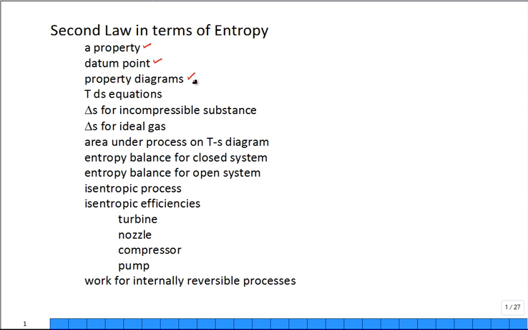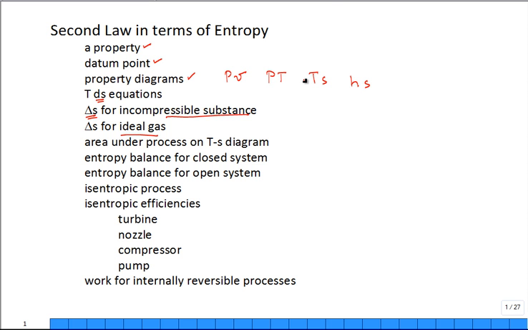We'll talk about popular diagrams. We had the pressure volume diagram. We had the pressure temperature diagram. Now we'll add the temperature entropy diagram and the enthalpy entropy diagram. We'll also talk about how we can relate this new property to previously existing properties through the TdS equations. Equations to relate properties to other properties, the new property, entropy. And then we'll show how to calculate the change in entropy for an incompressible substance as well as an ideal gas.